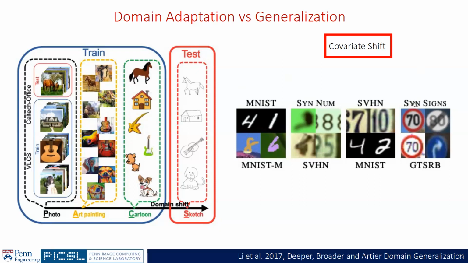Right? Another example is just this classification of digits, where the images are coming from different domains, right? Some are natural images, like here. Some are synthetic images. Some are RGB images. Some have grayscale values, right? And you want to make sure your model is able to generalize at test time.